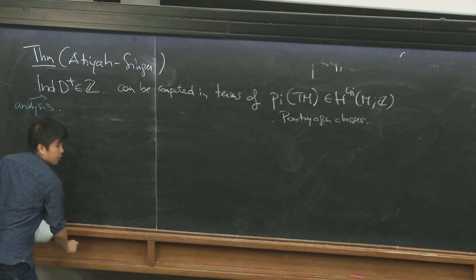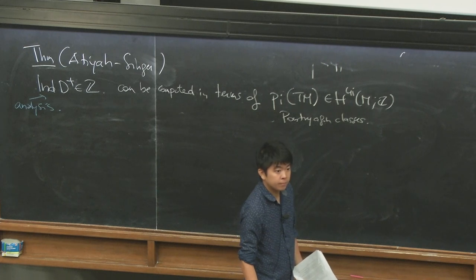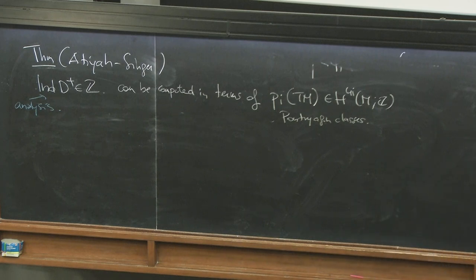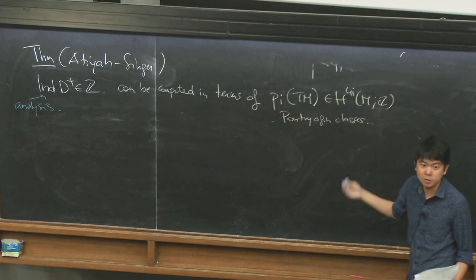A question: what happens with spin C instead of spin? Well, spin C depends on an extra line bundle. There's a more complicated formula, so I'll just stick with the simplest case. The idea is that for any elliptic operator, there's a formula. Another question: does the index depend on the choice of spin structure? The answer is no, but there's no a priori reason. It's just that the formula doesn't involve the spin structure.